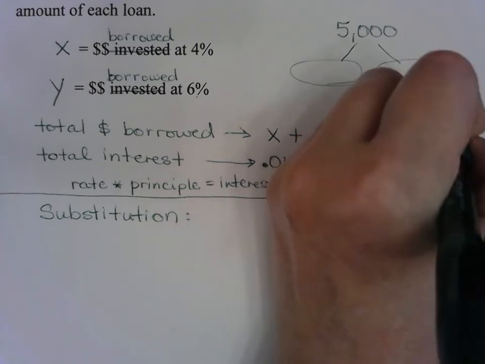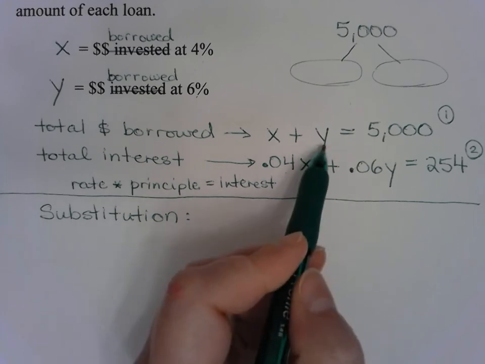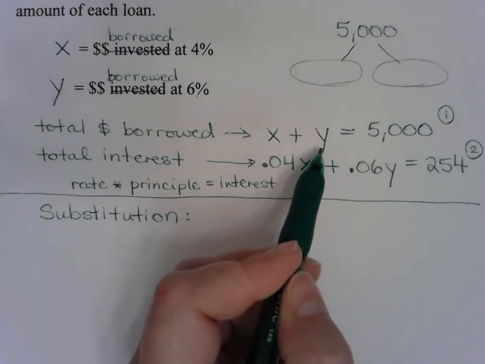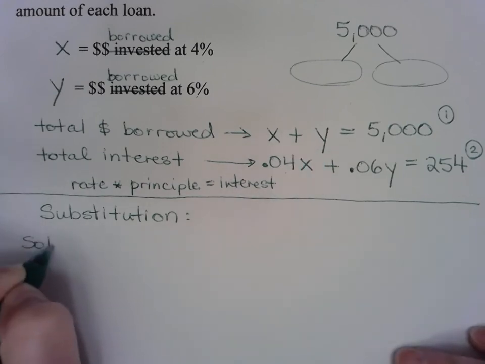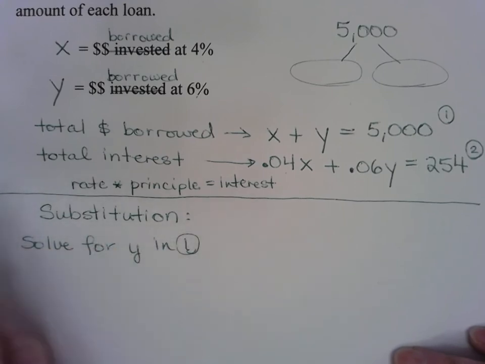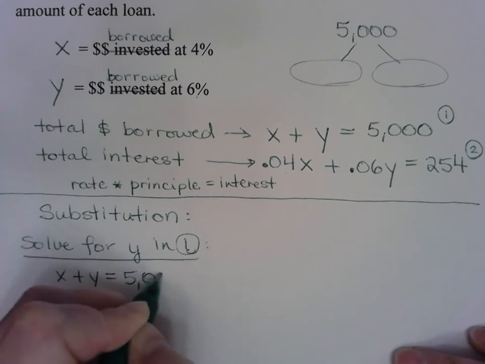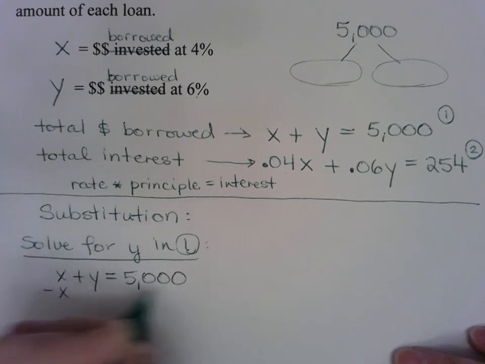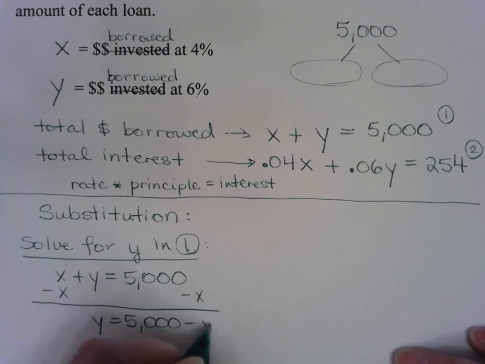Okay, so I'm going to label these equation number 1 and equation number 2. And I picked substitution because it would be really easy for me to solve for either x or y. So I'm going to solve for y in equation number 1. Right now I have x plus y equals 5,000. If I subtract x over to the other side, I'm going to get y is equal to 5,000 minus x.